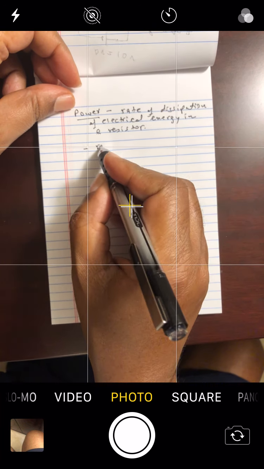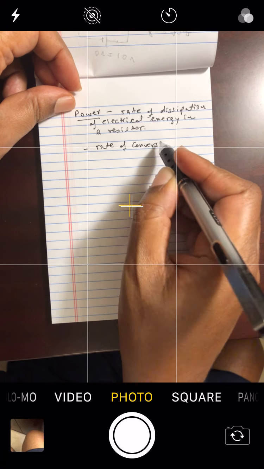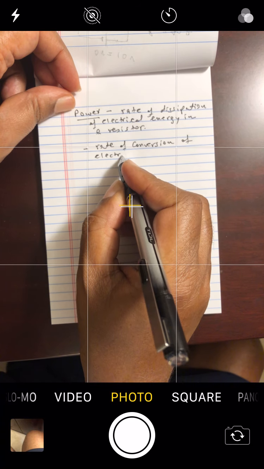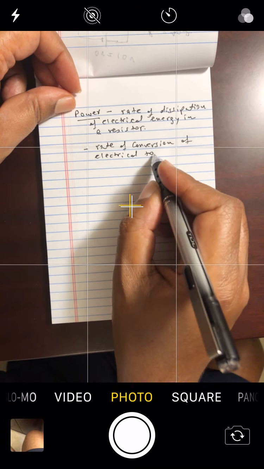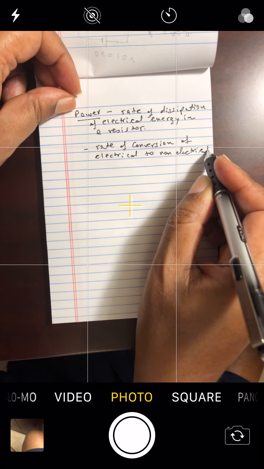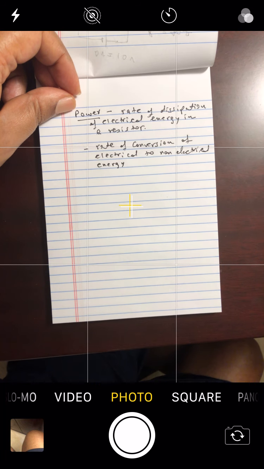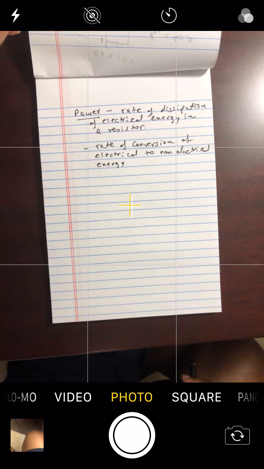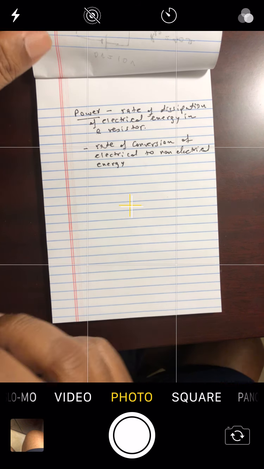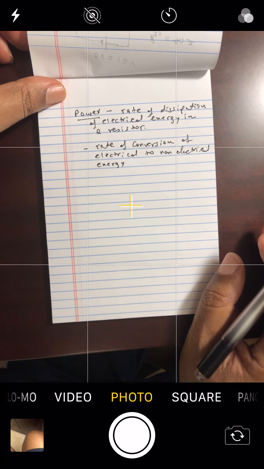This is basically the rate of conversion of electrical to non-electrical energy. So that's what power in a resistor is, a process of conversion of electrical energy to non-electrical energy. So power is the rate of conversion of electrical energy to non-electrical energy.